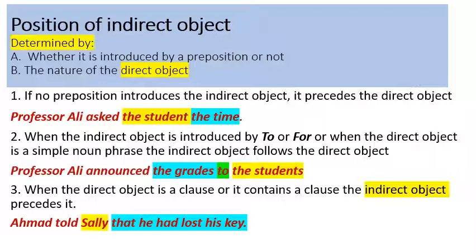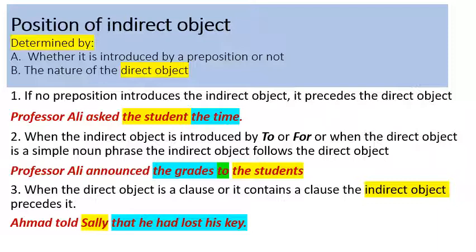Okay, Professor Ali announced the grades to the students. We have the verb announce. It takes two objects. What did he announce? He announced the grades, which is the direct object. To whom did he announce the grades? To the students. Meaning, who received the action is the students. And because we have the preposition to, in my sentence the indirect object came after the direct object.